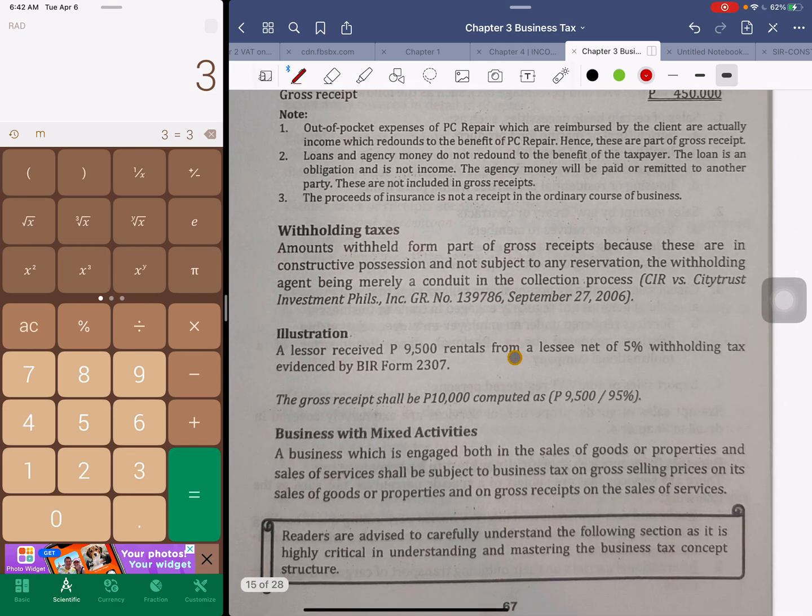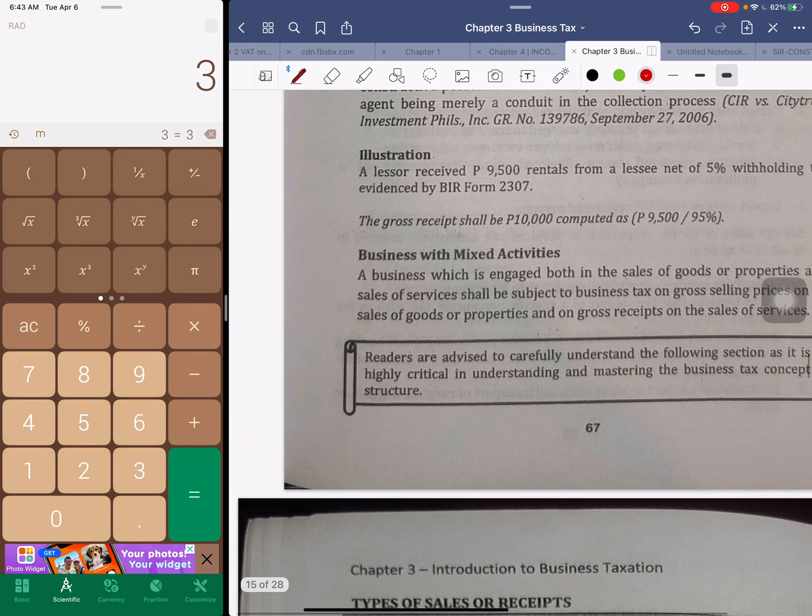Withholding tax. Amounts withheld form part of gross receipts because they are in constructive possession and not subject to any reservation, the withholding agent being merely a conduit in the collection process. Illustration, a lessor received 10,500 rentals from a lessee net of 5% withholding tax. Okay. So, sinasabi lang dyan na kapag yung na-receive natin is net of withholding tax, kukumpletuhin daw natin yung gross receipts. Of course, as if na ang na-receive natin is yung kabuuan. So, isasama natin yung winithhold ni withholding agent. No? So, in this problem, ang total talaga na na-receive mo is 10,000. It so happened na winithhold lang yung 5% ni withholding agent. Okay? So, ang subject sa business tax is 10,000. Okay? So, madali lang naman din yan. Di ba?